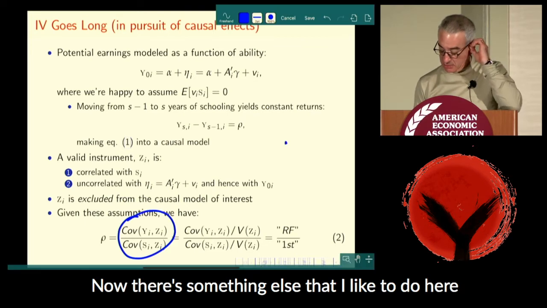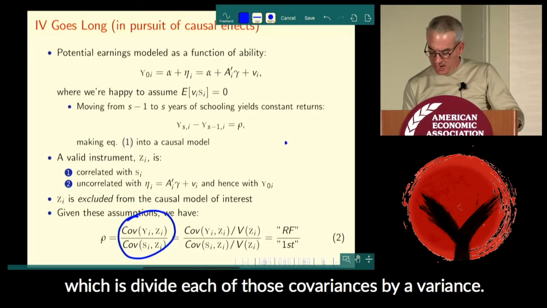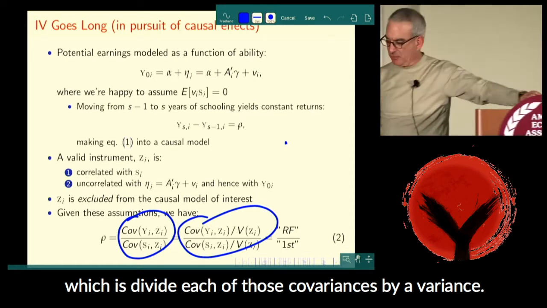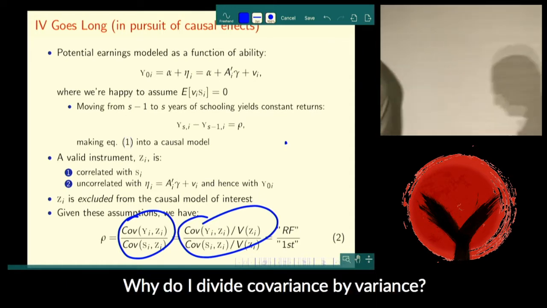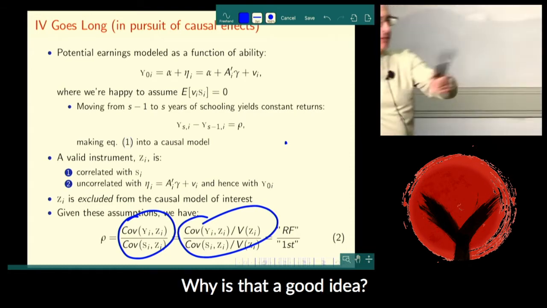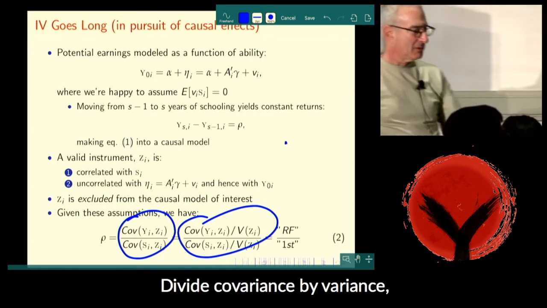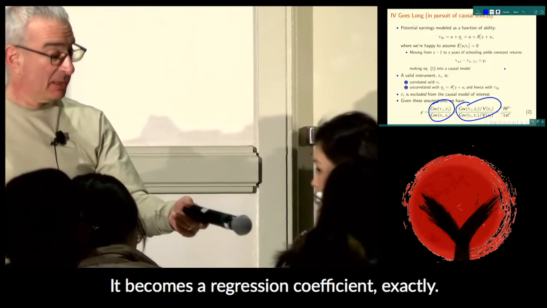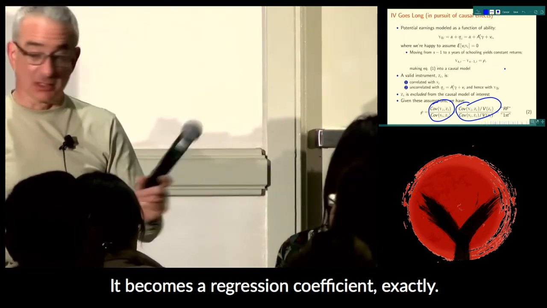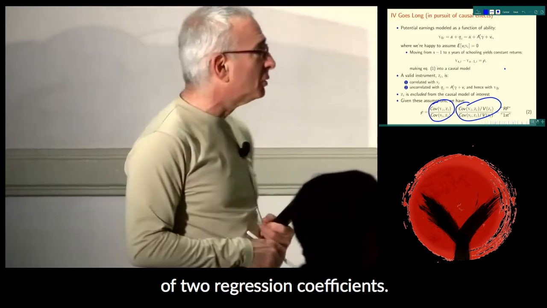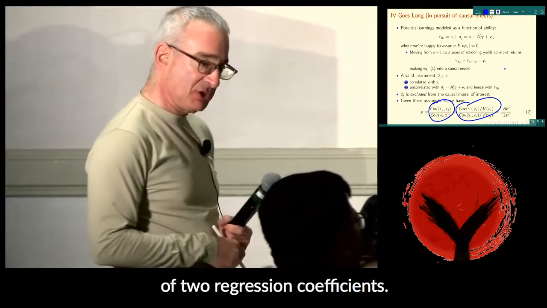Now, there's something else that I like to do here, which is divide each of those covariances by a variance. Why do I divide covariance by variance? Why is that a good idea? What do I get out of that? The coefficient. It becomes a regression coefficient, exactly. So instrumental variables is the ratio of two regression coefficients.